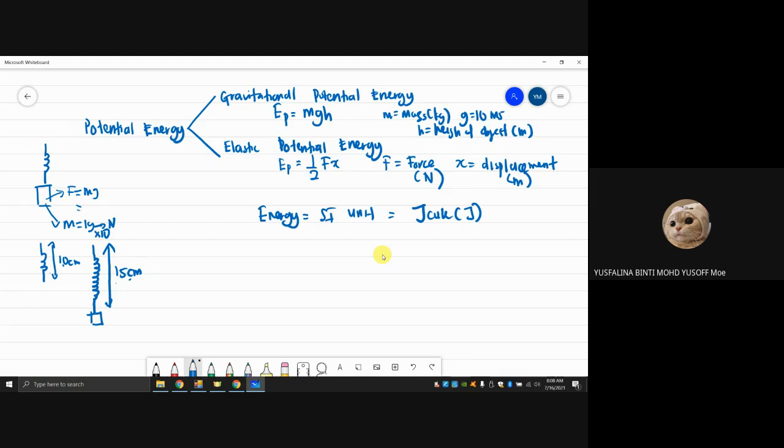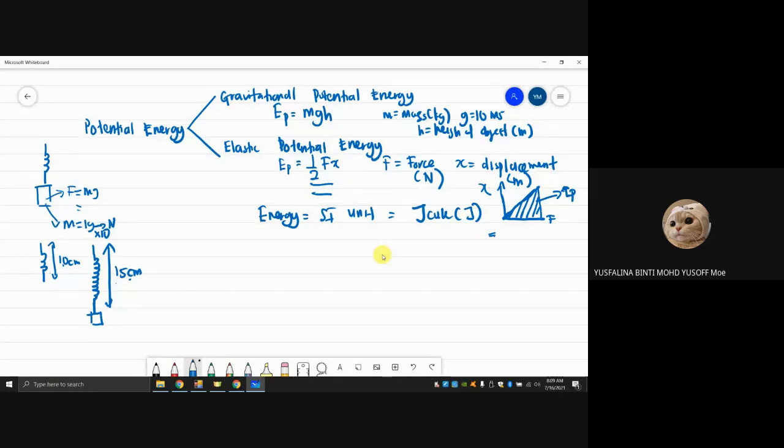And for another thing, for the elastic potential energy, let's say they give you a graph. This is the graph, and this is F and this is X. The graph should be a straight line like this and pass through the origin. If you want to find the elastic potential energy from the graph, you can find the area under the graph. This is also equal to elastic potential energy. So there are two ways to find elastic potential energy. The first one, you can use the formula, and the second one, you can find the area under the graph. As you can see, this is a triangle.